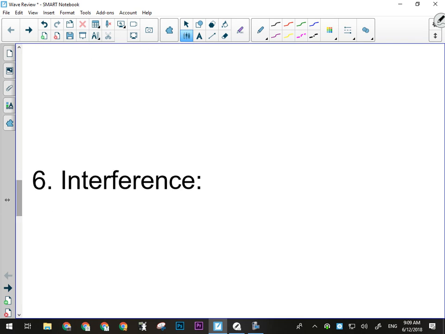Okay, interference. I told you there would be a question on the test where I would give you 2 overlapping waveforms and ask you to draw the resulting waveform. That's the principle of linear superposition. Okay, we add the amplitudes together, right? There's 2 kinds of interference, constructive, destructive. Okay, so this is going to be very diagram intensive.